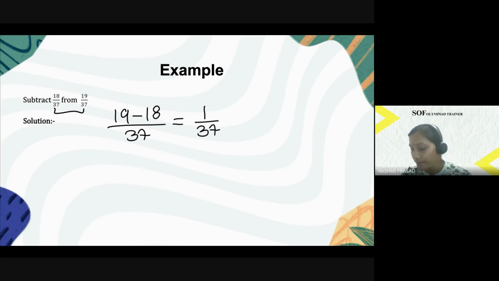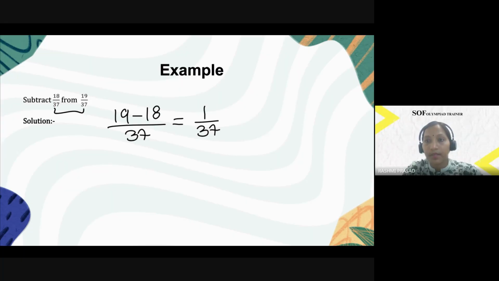Understood, Vihan? Yes. You don't have to do anything with the denominator. Denominator, same, keep it as it is. Is it clear? Okay. We have to add only the numerators and we have to subtract only the numerators. Even when comparing, just check the denominator, same, done. Check the numerator and compare. That's all.